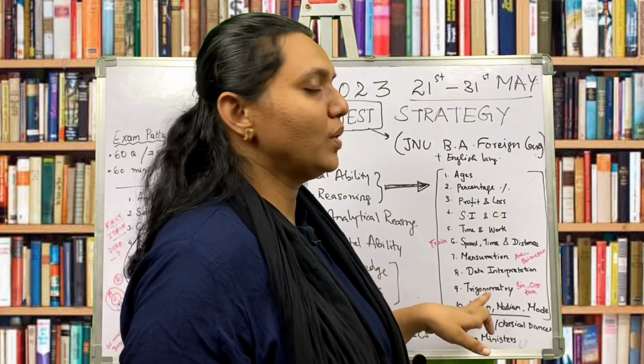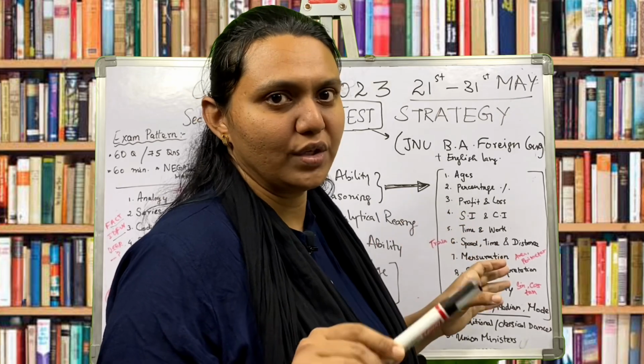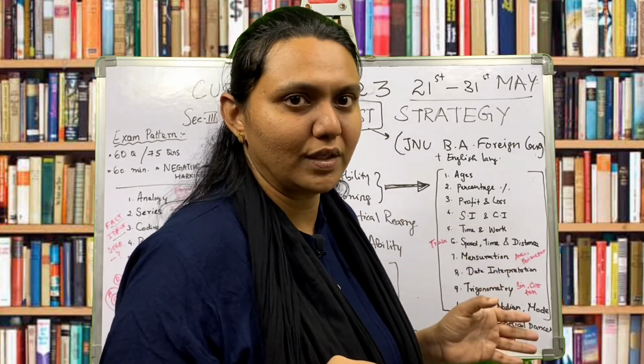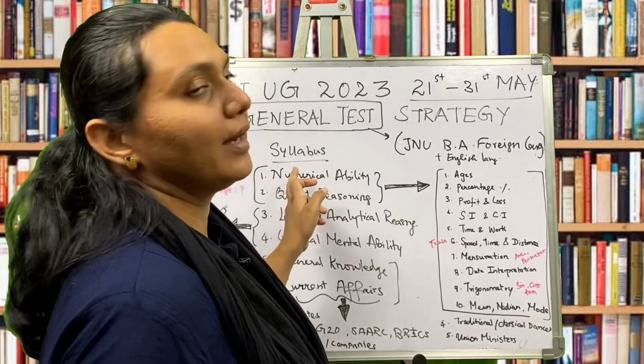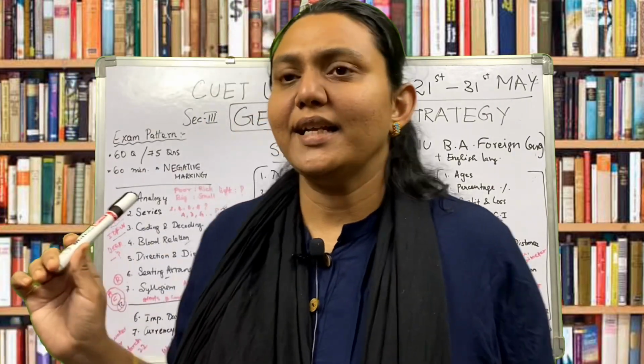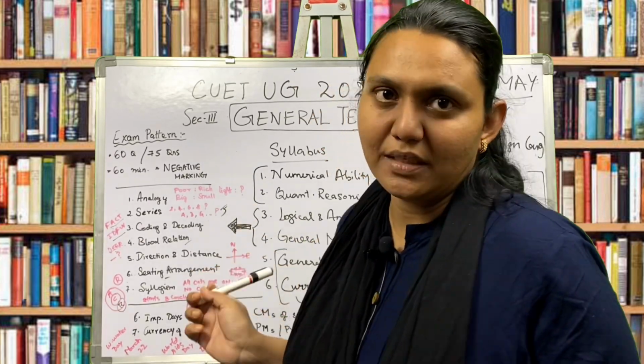And then there will be questions on mean, median and mode, simple statistics. You have to calculate the average of the given set of numbers, the median of the numbers, the mode of the numbers. All right. So all these things come under the first and second category. The second category that I have taken is logical and analytical reasoning and general mental ability.